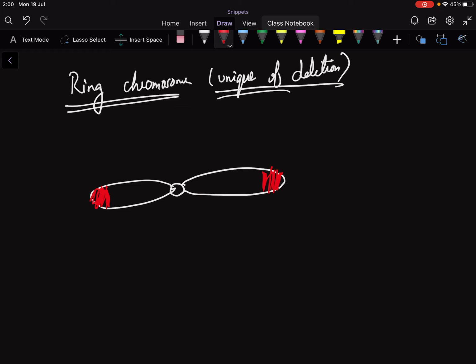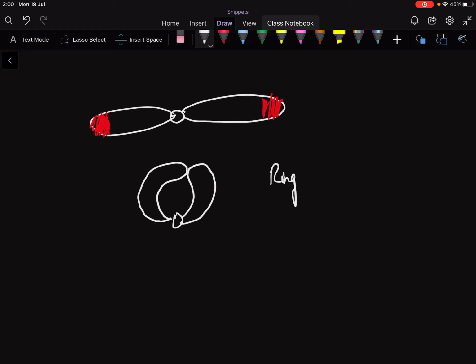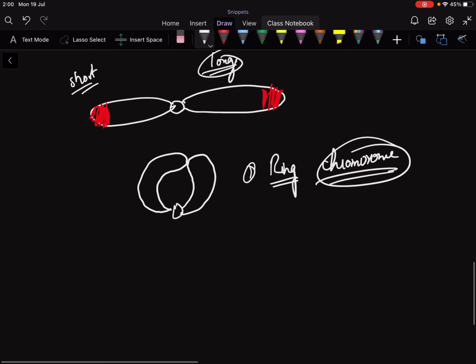Once after this deletion, what will happen? The chromosome terminal ends will fuse with each other. As you can see here, they are getting fused with each other. Now they look like a ring, right? Hence they are called a ring chromosome. So in a ring chromosome, the terminal ends of both the short arm and the long arm are deleted. Once they are deleted, the terminal ends fuse with each other, hence they form a ring chromosome.